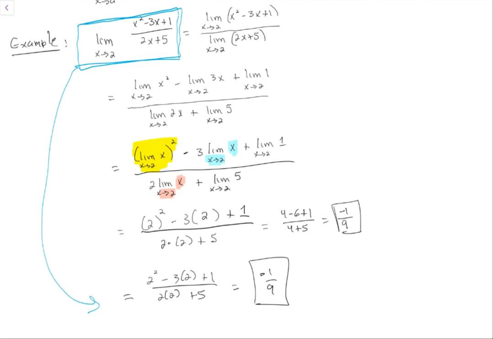Now, this is the general concept in this section, but there's a couple exceptions to this direct substitution rule. So the next couple examples I want to take a look at what those exceptions would be where I can't actually use the direct substitution rule. How do we get around that process?